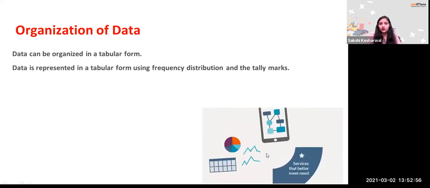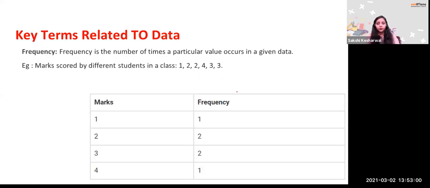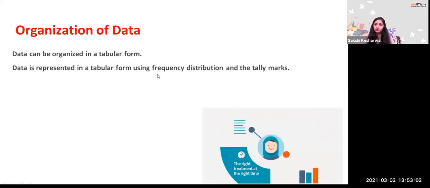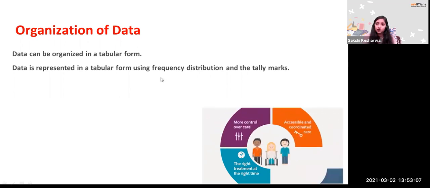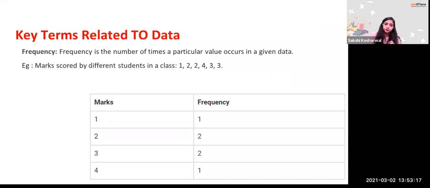I cannot write because I think there's a GIF file which is working, so my pen will not work, okay? So this is frequency distribution and tally marks. You will be learning what a frequency distribution and tally marks are this year, and the same things go on till class 11, so please try to understand everything. First, learn what a frequency is. Frequency is the number of times a particular value occurs in data.